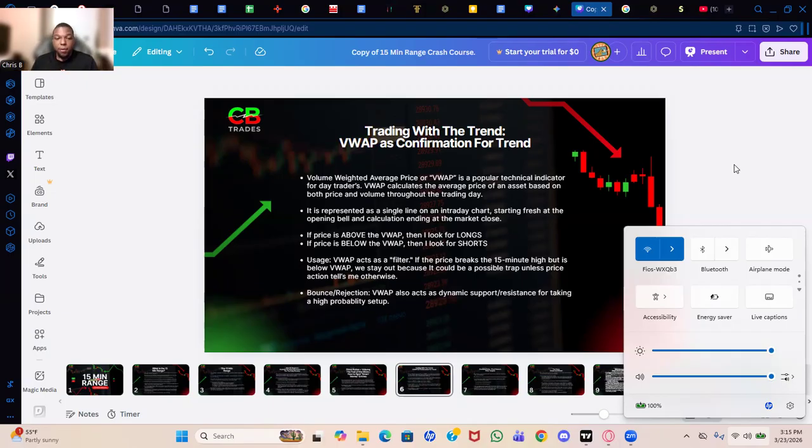Now, with the VWAP, we also use it as a bounce and rejection play, because VWAP acts as dynamic support and resistance for taking a continuation setup or a pullback setup, as I call it. So I'm going to get right into the charts. I'm going to show you guys exactly how I use it with the 15-minute opening range.